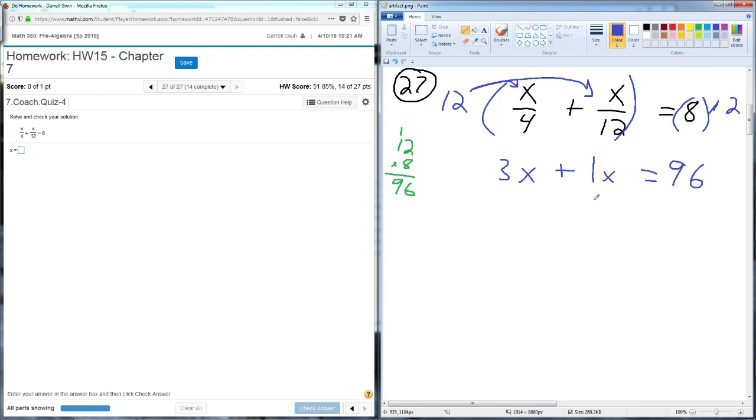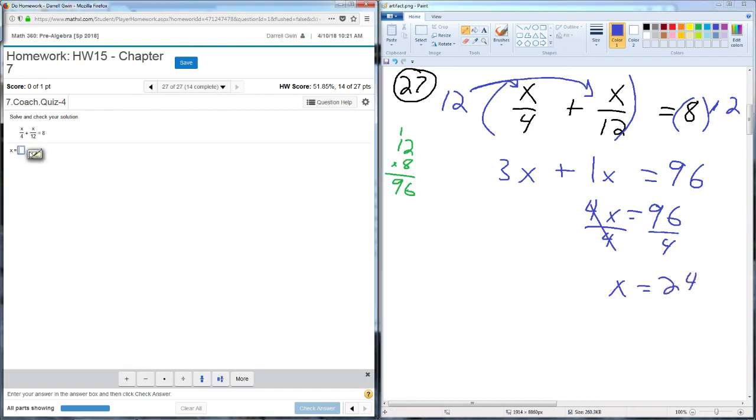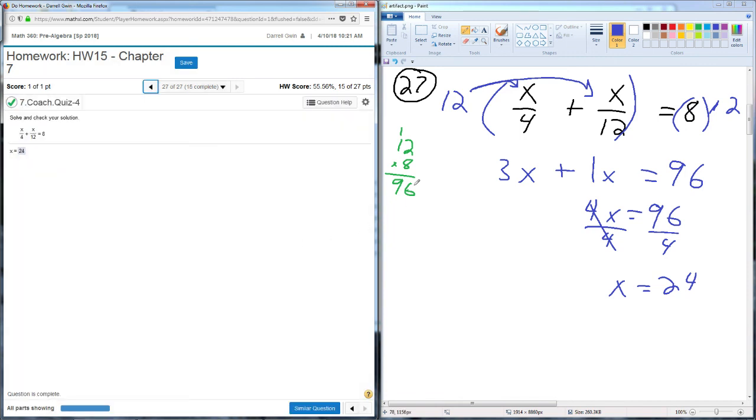Combine like terms. Step 1, 4x equals 96. 2 and 3 are done. Step 4 is divide by the coefficient. x equals 24, I believe. Let's see if it's right. 24. There we go. We did it.